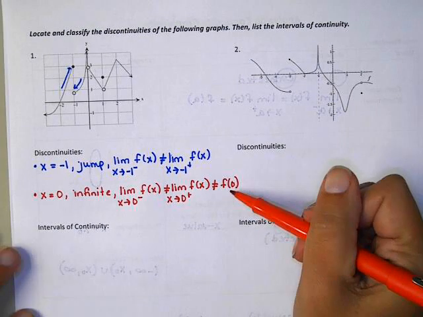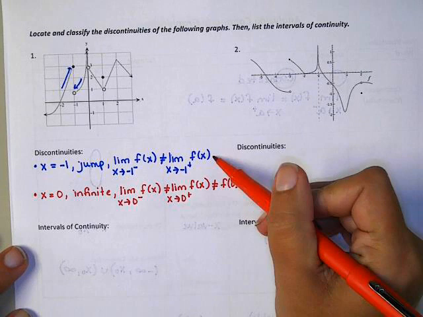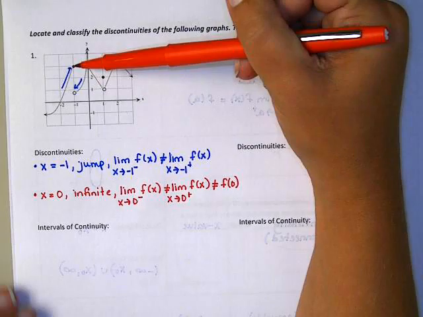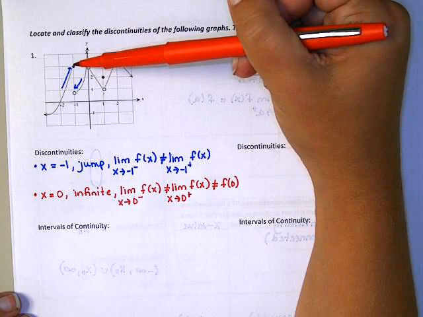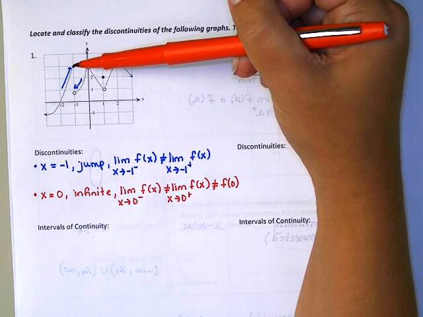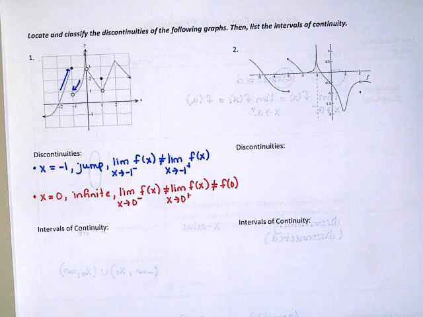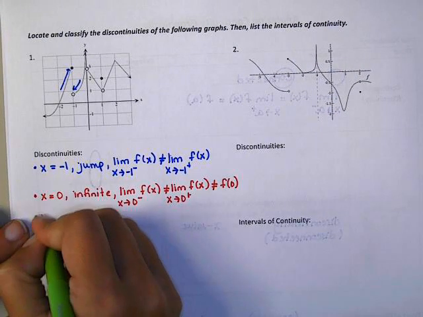I couldn't include this part, the function value there, for the first part, for the jump, because there is a closed circle here. So one of these limits does equal the function value, but the other one doesn't. The next discontinuity that I see is at x equals 1.